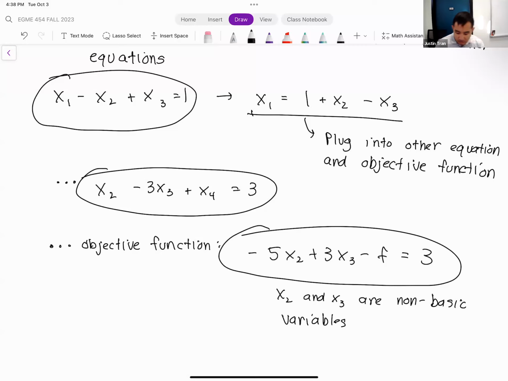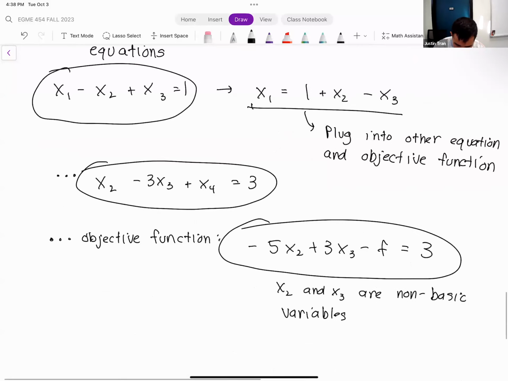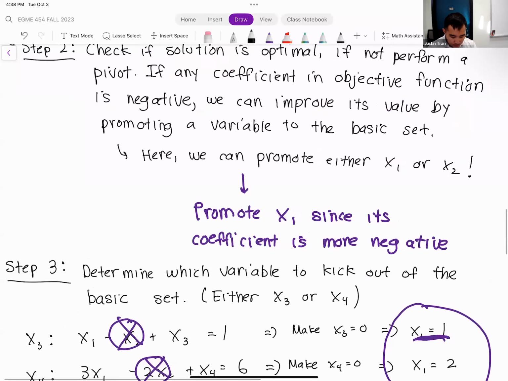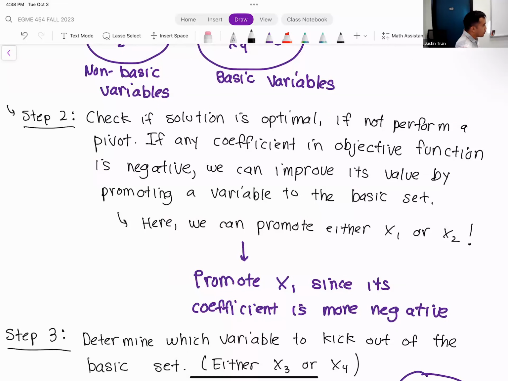Okay. All right, so that's step four. Step five is return to step two. And so this is kind of when it starts to get a little bit repetitive, okay? And so in step two, let's scroll back up here. In step two, we're going to check if the solution is optimal, and the way we're going to do that is we're going to check for negative coefficients in our new objective function.